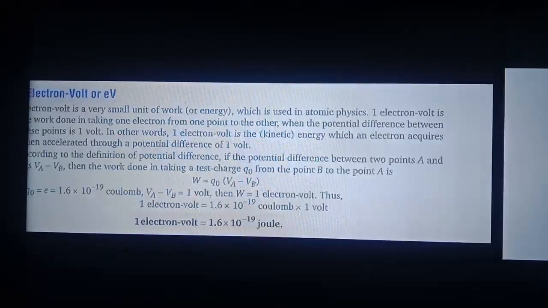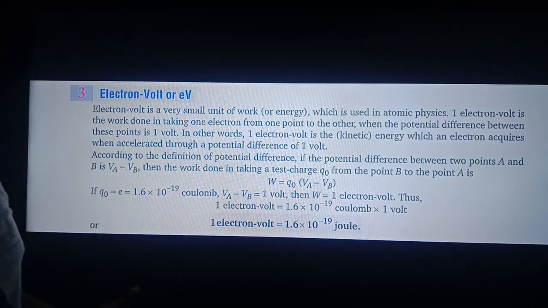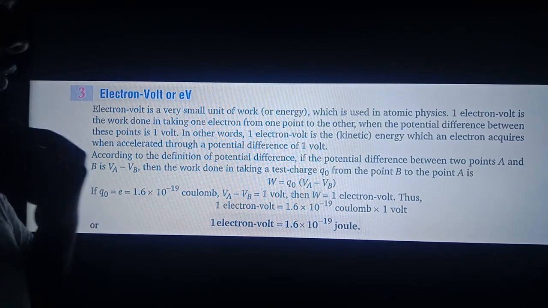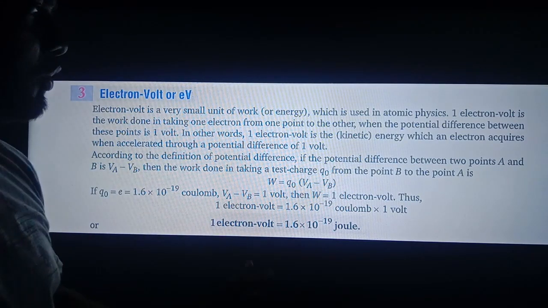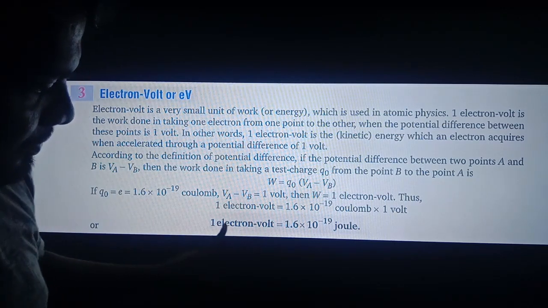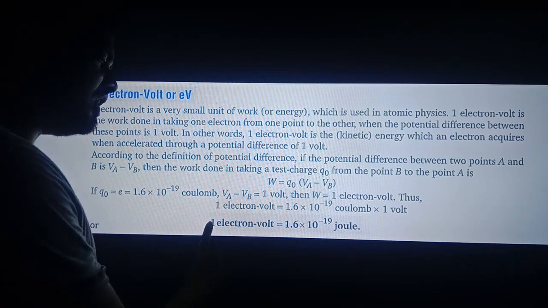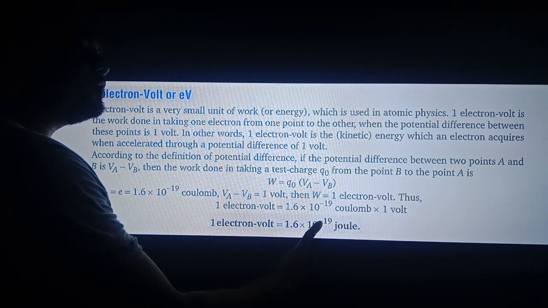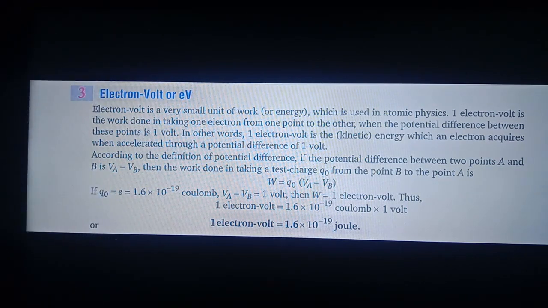Next topic is, what is electron volt? It is a unit of energy. So what is the value of 1 electron volt? Only you have to learn this. 1 electron volt is 1.6 into 10 raised to power minus 19 joule.